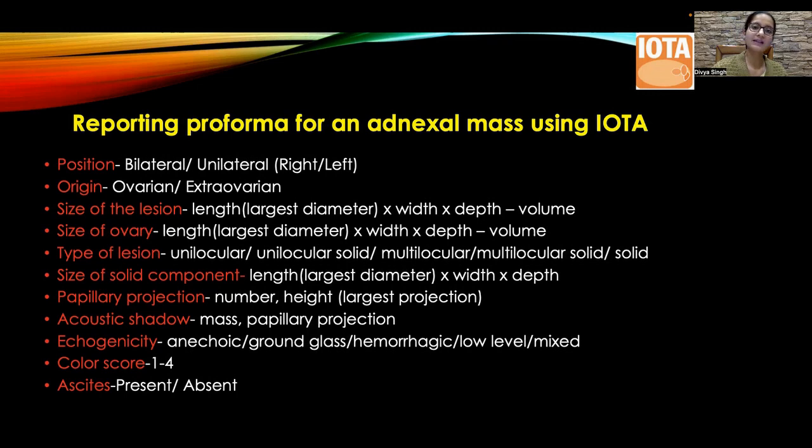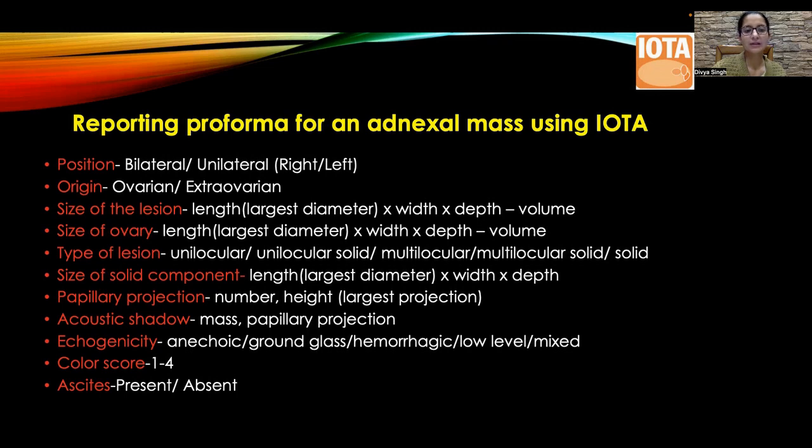Once you've seen the adnexal lesion, you need to understand whether it is present within the ovary or it is arising or present outside the ovary. Then you need to measure the lesion. Remember to measure it in 3 dimensions, as we've discussed earlier, and calculate volume. If you see a normal residual ovary, then you can measure the ovary as well. Sometimes the lesions are so large that they replace the entire ovary, and in those cases, we may not be able to see the ovary separately.